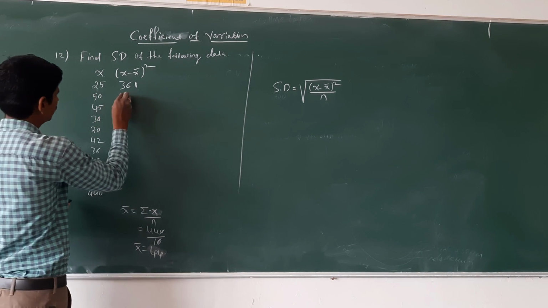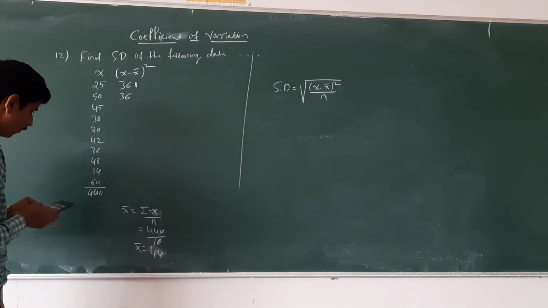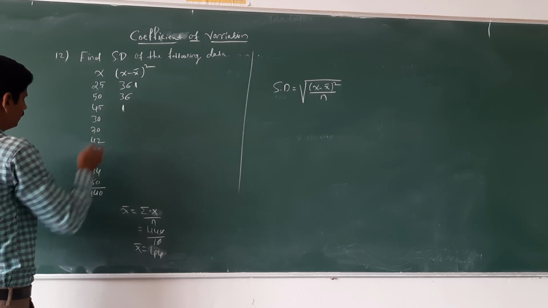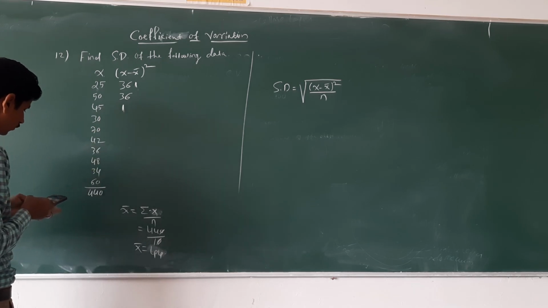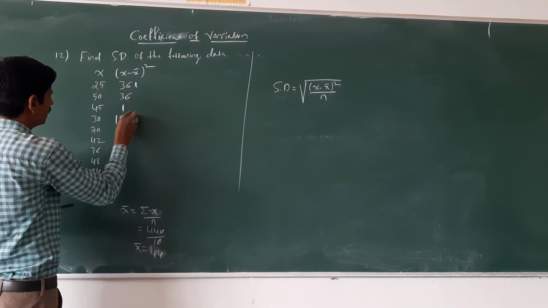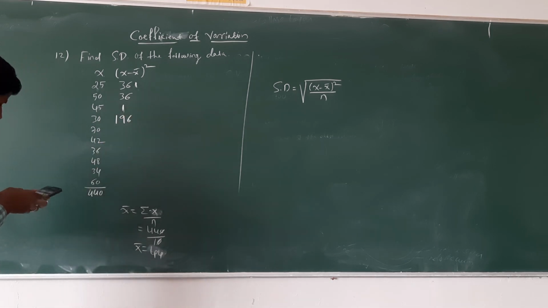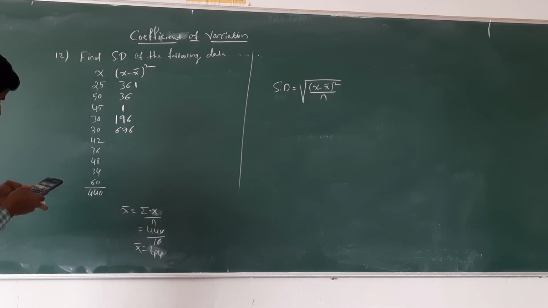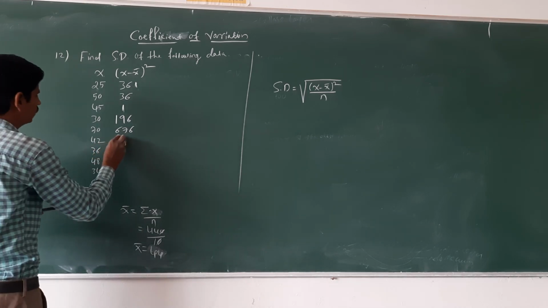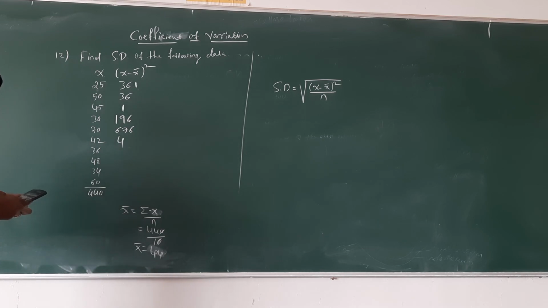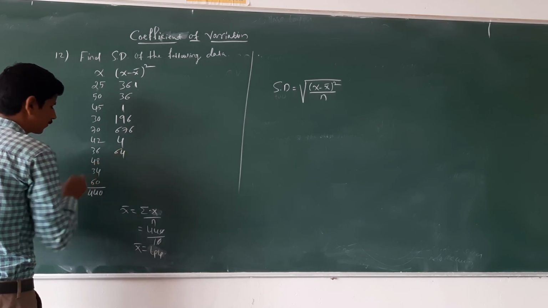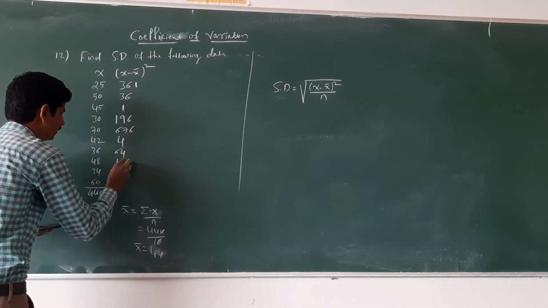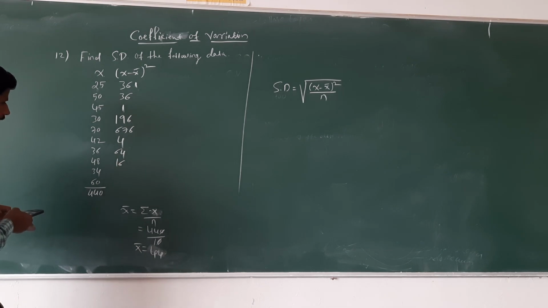6 square is 36. The next, 45 minus 44 is 1. 1 square is 1. 30 minus 44 is minus 14. 14 square is 196. The next, 70 minus 44 is 26. 26 square is 676. The next, 42 minus 44 is minus 2. 2 square is 4. 36 minus 44 is minus 8. Square is 64. 48 minus 44 is 4. 4 square is 16. 34 minus 44 is minus 10. Minus 10 square is 100.